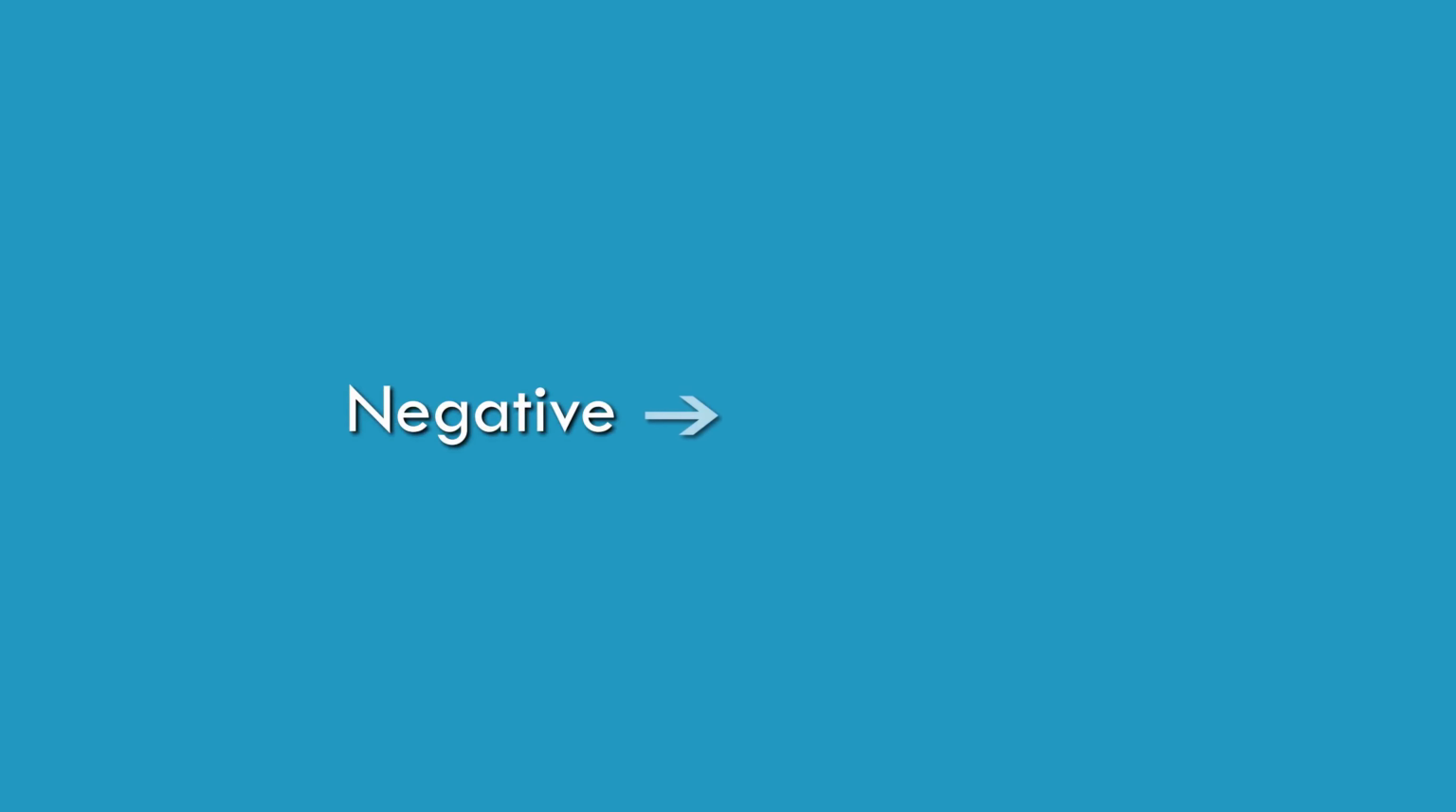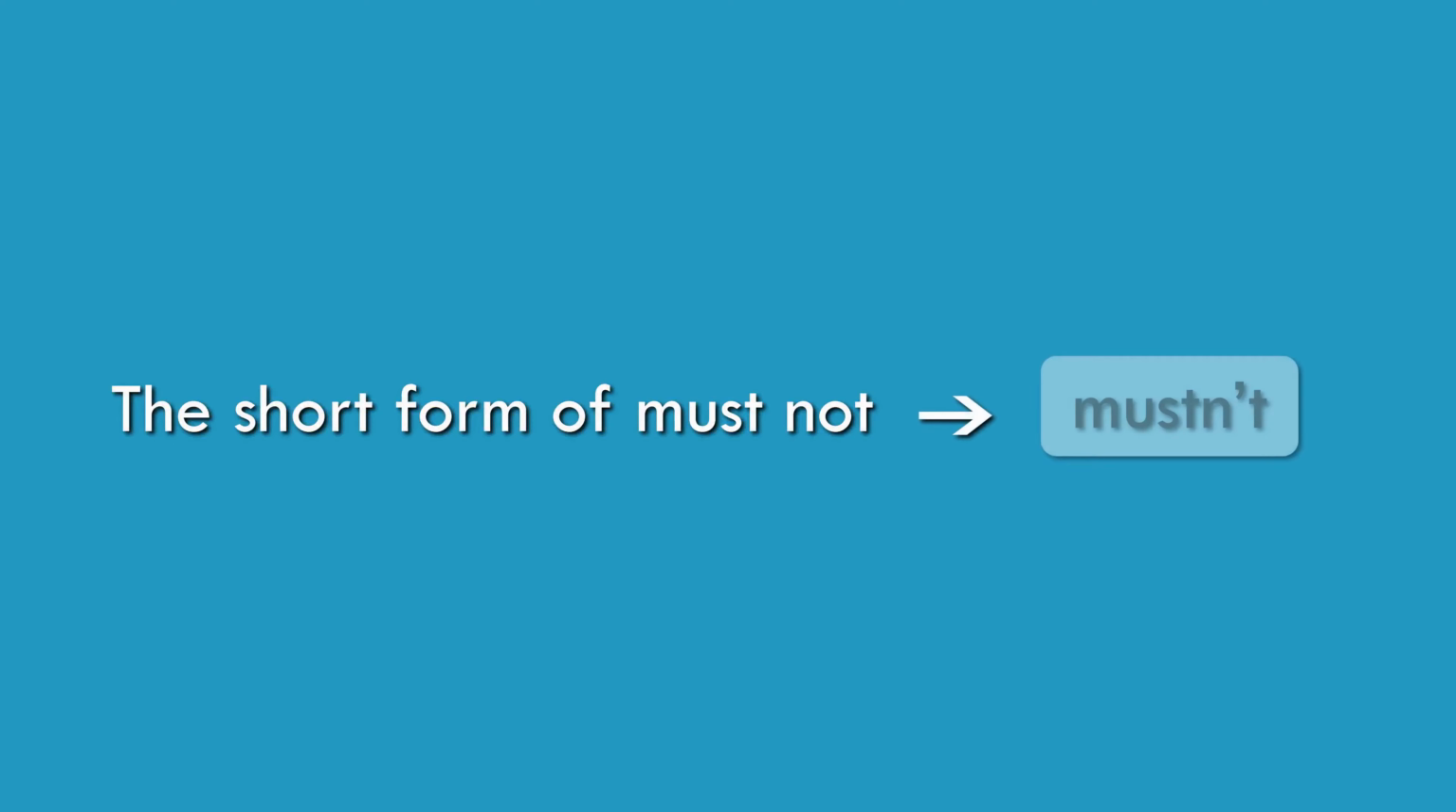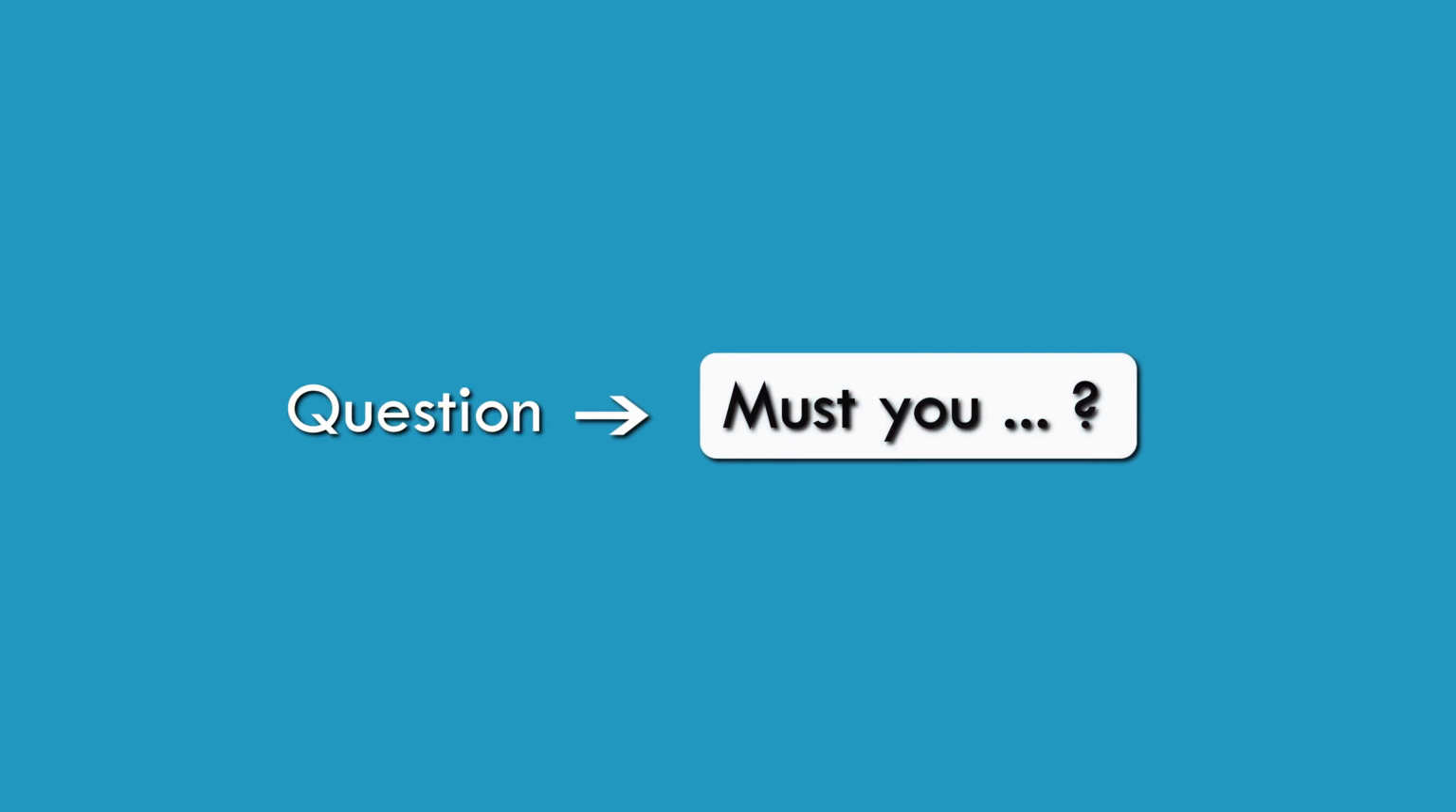We form the negative of must by placing not after it. The short form of must not is mustn't. We form the question with must by inverting the modal verb and subject.